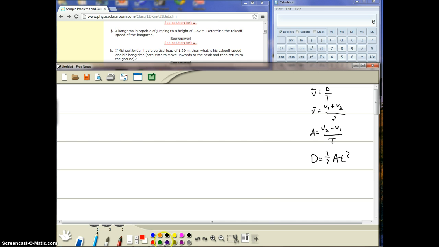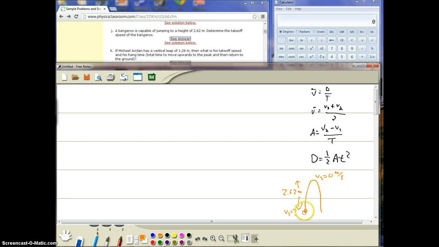Well, let's draw us a little picture down here. I'll make him a little orange kangaroo. Alright, there's the kangaroo. He jumps up and he comes back down. We know that he's going to travel 2.62 meters. That's how far he's going to go. Alright, and we know that we're trying to find the initial velocity equals whatever. We know a final velocity up here, if we read into the problem, is 0 meters per second, because when it gets to the top it has stopped.